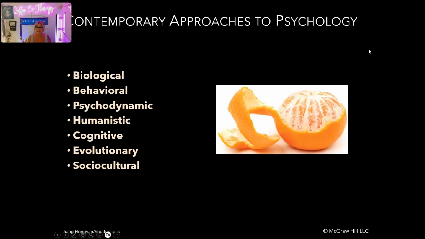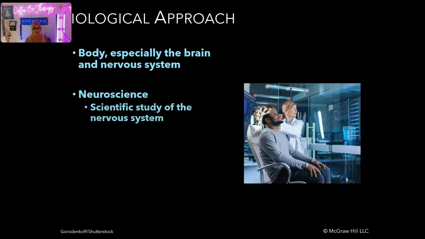All right, so this is kind of like the crux of psychology and looking at the approaches. All of these approaches, they look at very specific things that I'm going to break down. So you've got the biological, the behavioral, the psychodynamic, humanistic, cognitive, evolutionary, and sociocultural. All right, so now let's look at biological.